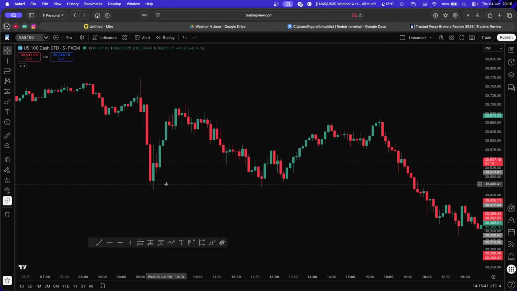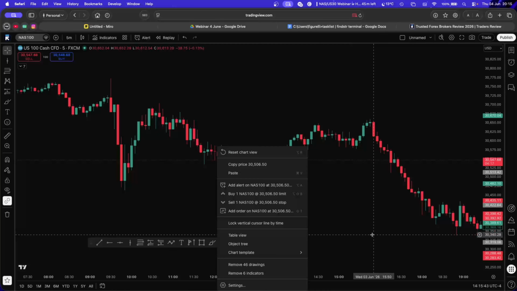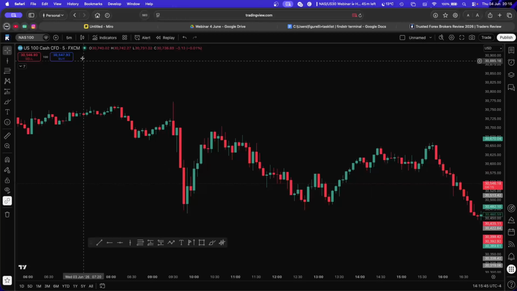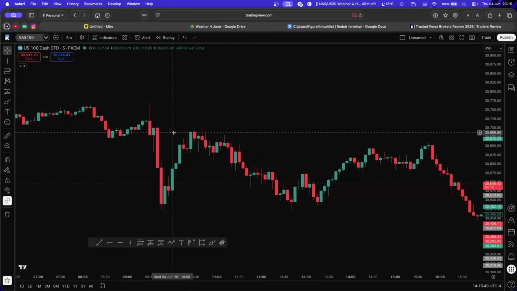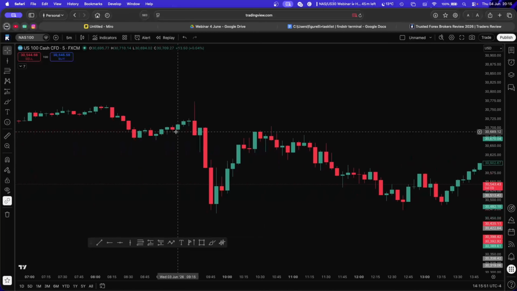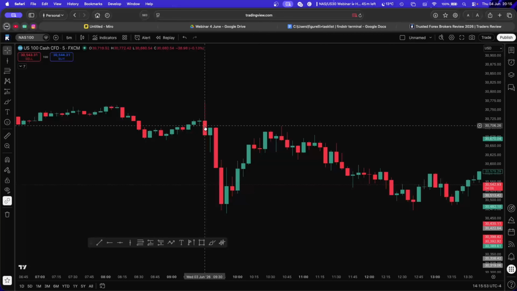So we want to wait for New York to open. We are on NASDAQ on the 5 minutes. So 9:30 is this candle right over here. Let me just zoom in. Is this candle right over here? So first 5 minutes, 1, 2, 3.